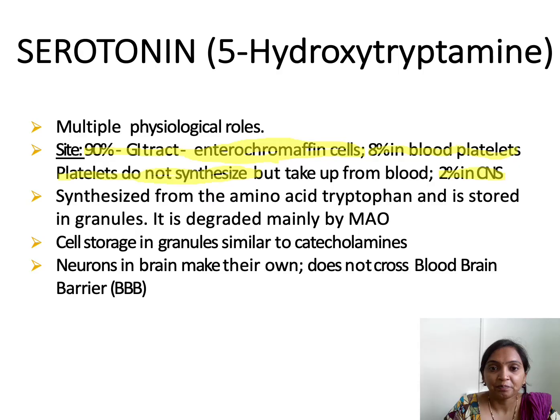And this serotonin is synthesized from the amino acid tryptophan. It is stored as granules, and it is degraded by the MAO enzyme, monoamine oxidase. So the cell storage is in the granules. It is similar to catecholamines, and this I have already mentioned. This cannot cross the blood-brain barrier, and in the CNS neurons they will secrete their own serotonin.